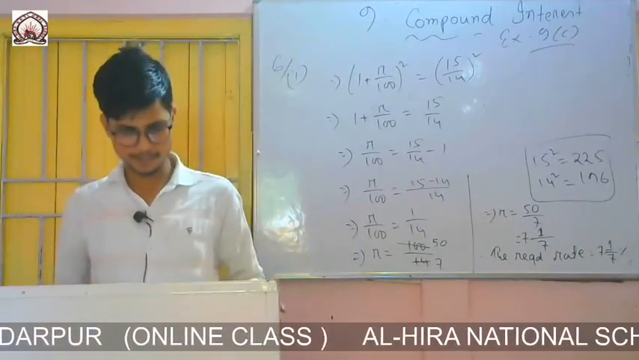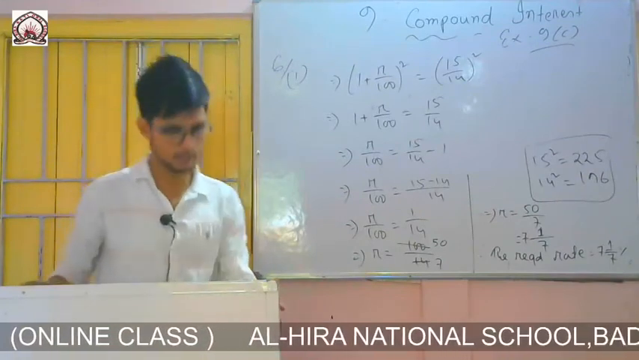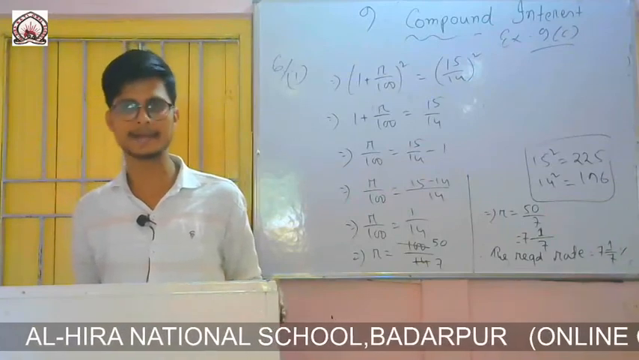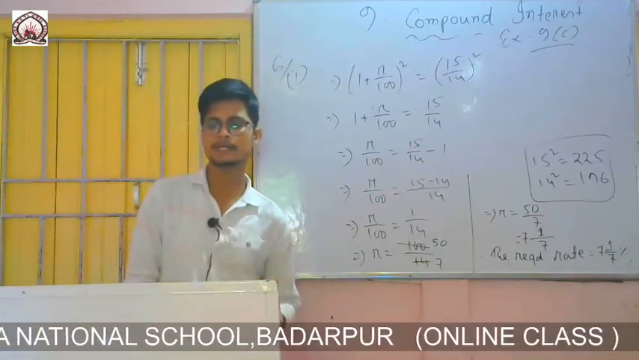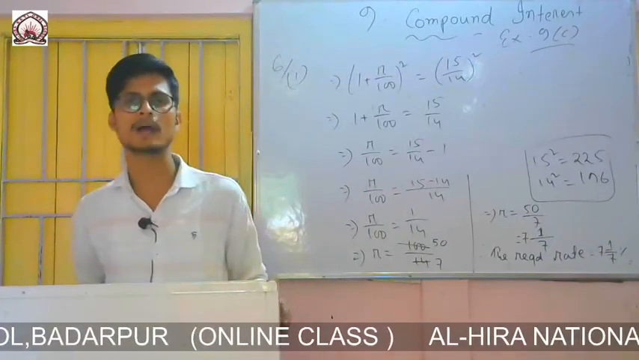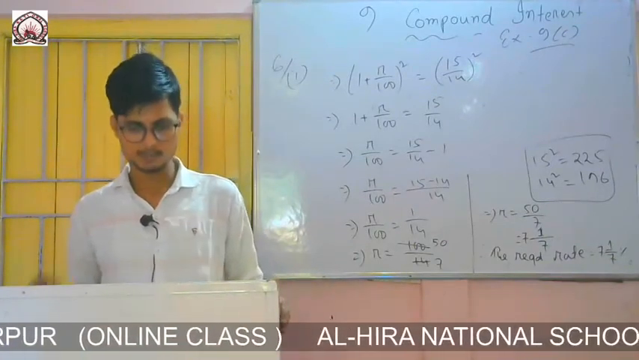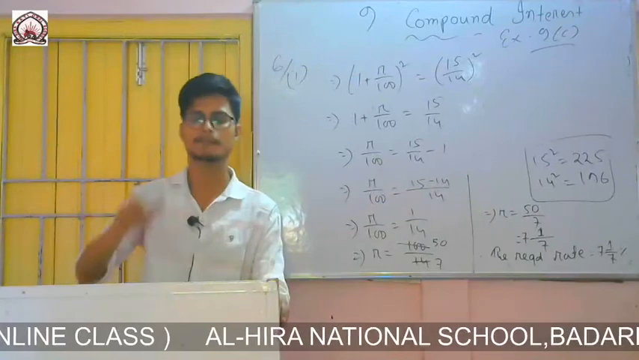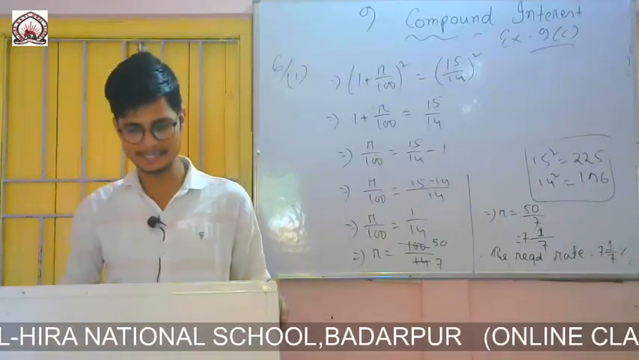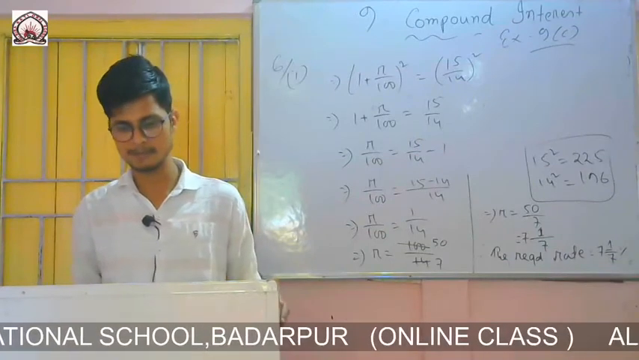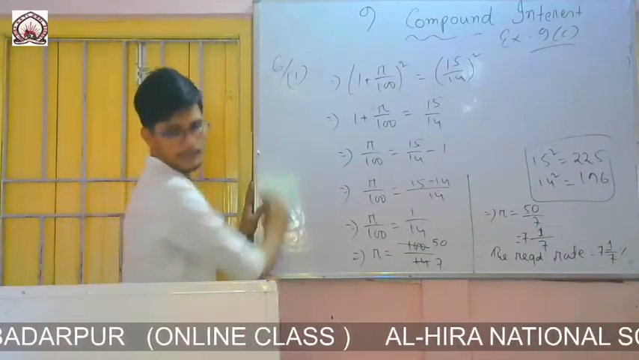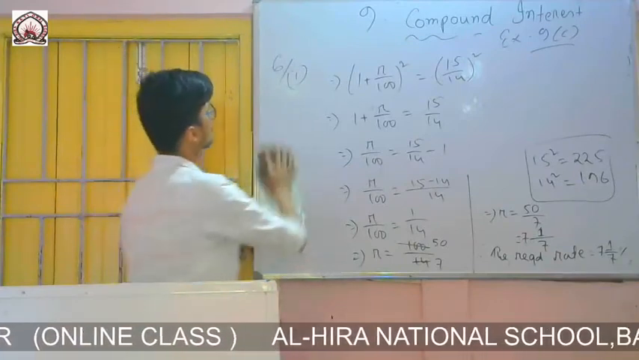So now question number 6, Roman number 2. Here also principal is given, compound interest is given and time is given. So here compound interest is given, that means from this compound interest we have to find the amount, and we know how to find the amount. Principal plus compound interest is equal to amount. So from this we'll first of all find the amount and then we'll find the rate of interest.